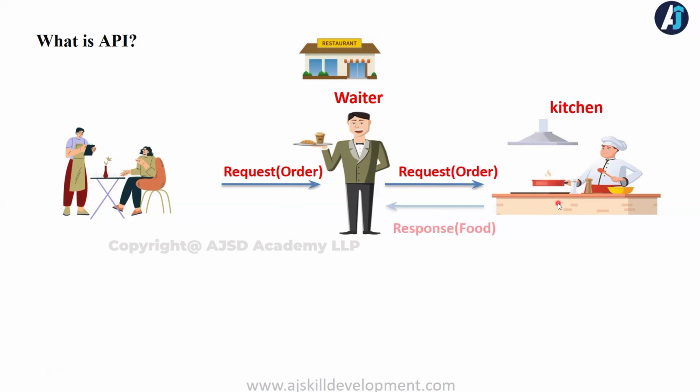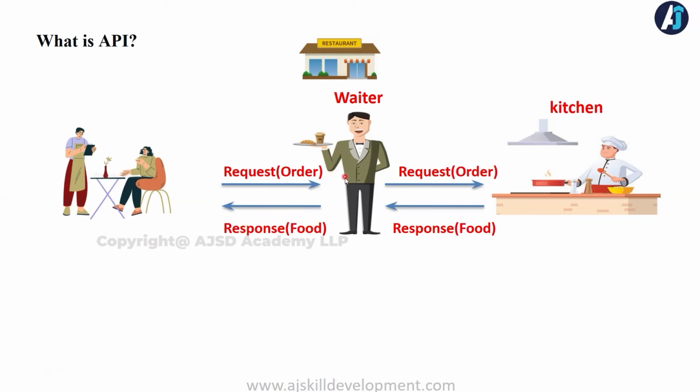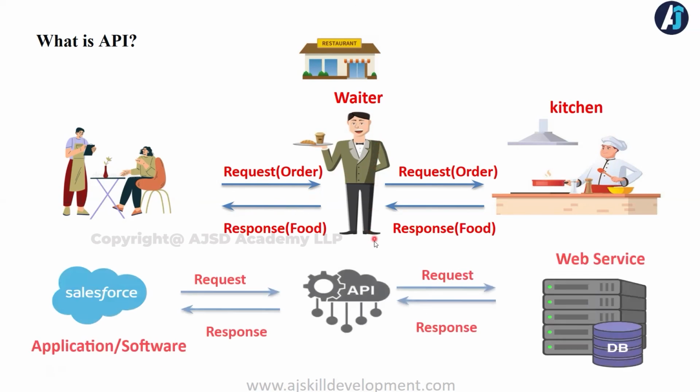Once the food is ready, the waiter again comes into the picture. He collects the cooked food and delivers it to your table. So you have ordered your food and the food reaches your table. You don't know anything about what is happening in the backend. All you are doing is communicating only with the waiter. Imagine the waiter is an API.